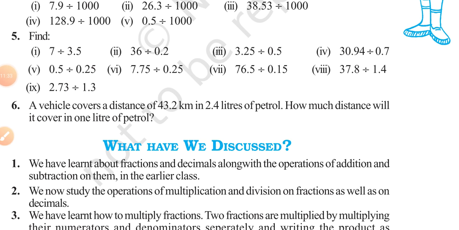Sixth question. A vehicle covers a distance of 43.2 kilometers in 2.4 liters of petrol. How much distance will it cover in 1 liter of petrol? That is, students, here from 2.4 liters of petrol we have to shift to 1 liter. That means from a higher value to a smaller value we have to shift. It means here we will divide.